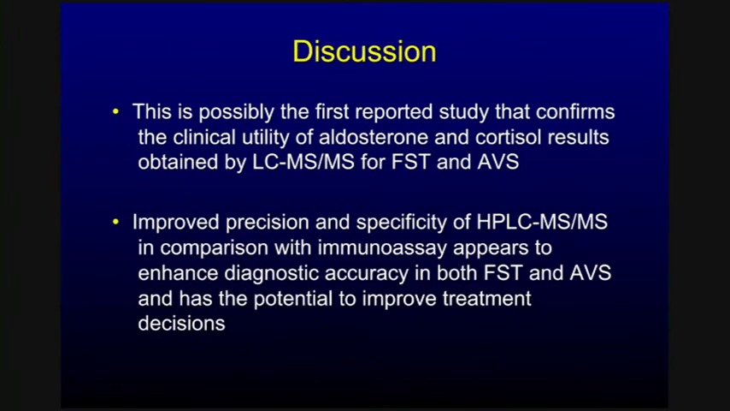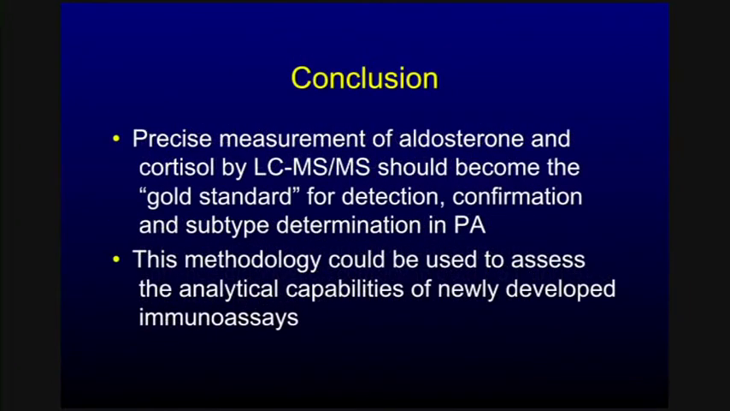So this is possibly the first reported study that confirms the clinical utility of aldo and cortisol results obtained by tandem mass spec for both fludrocortisone suppression testing and adrenal vein sampling. We believe that improved precision and specificity of tandem mass spec appears to enhance diagnostic accuracy for both procedures and has the potential to improve treatment decisions.